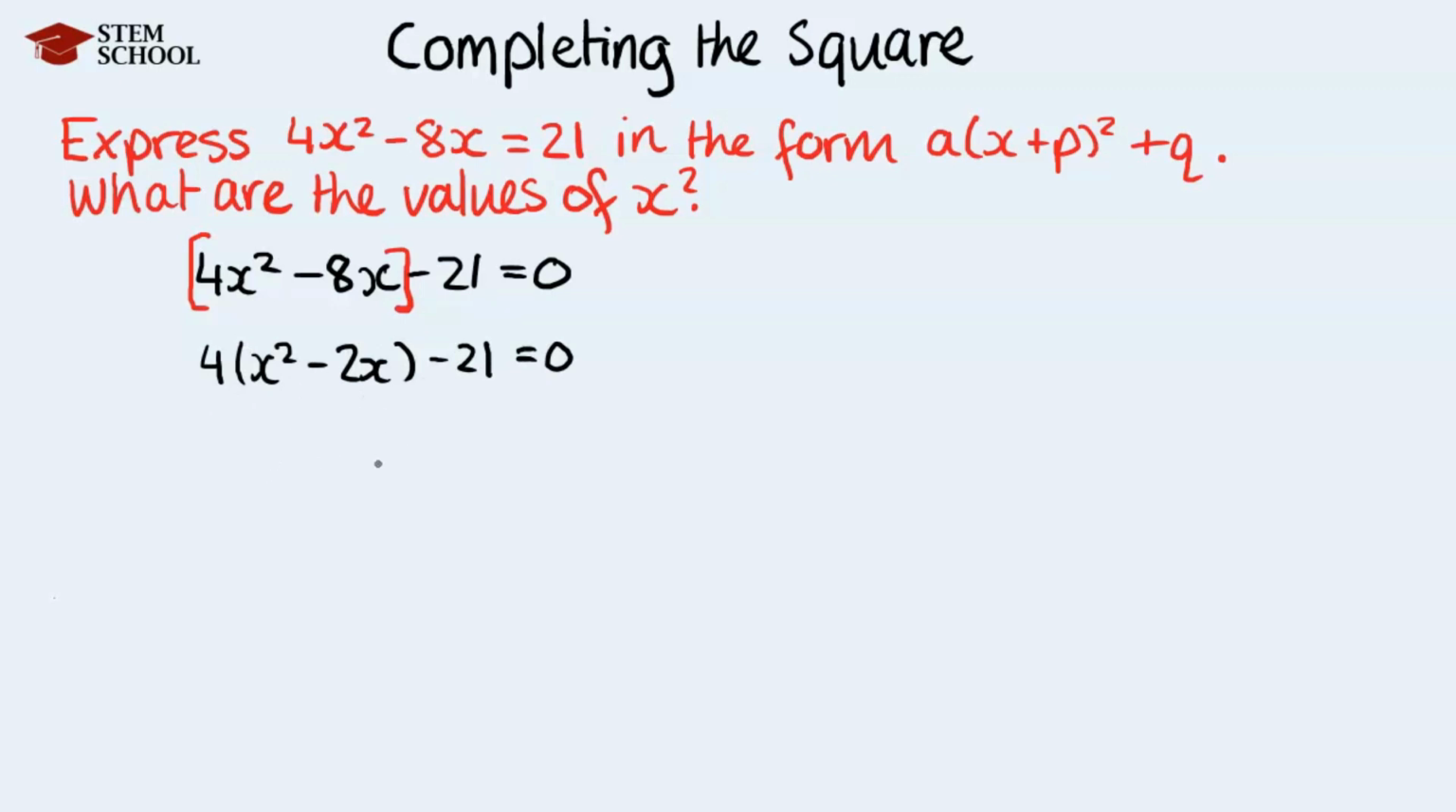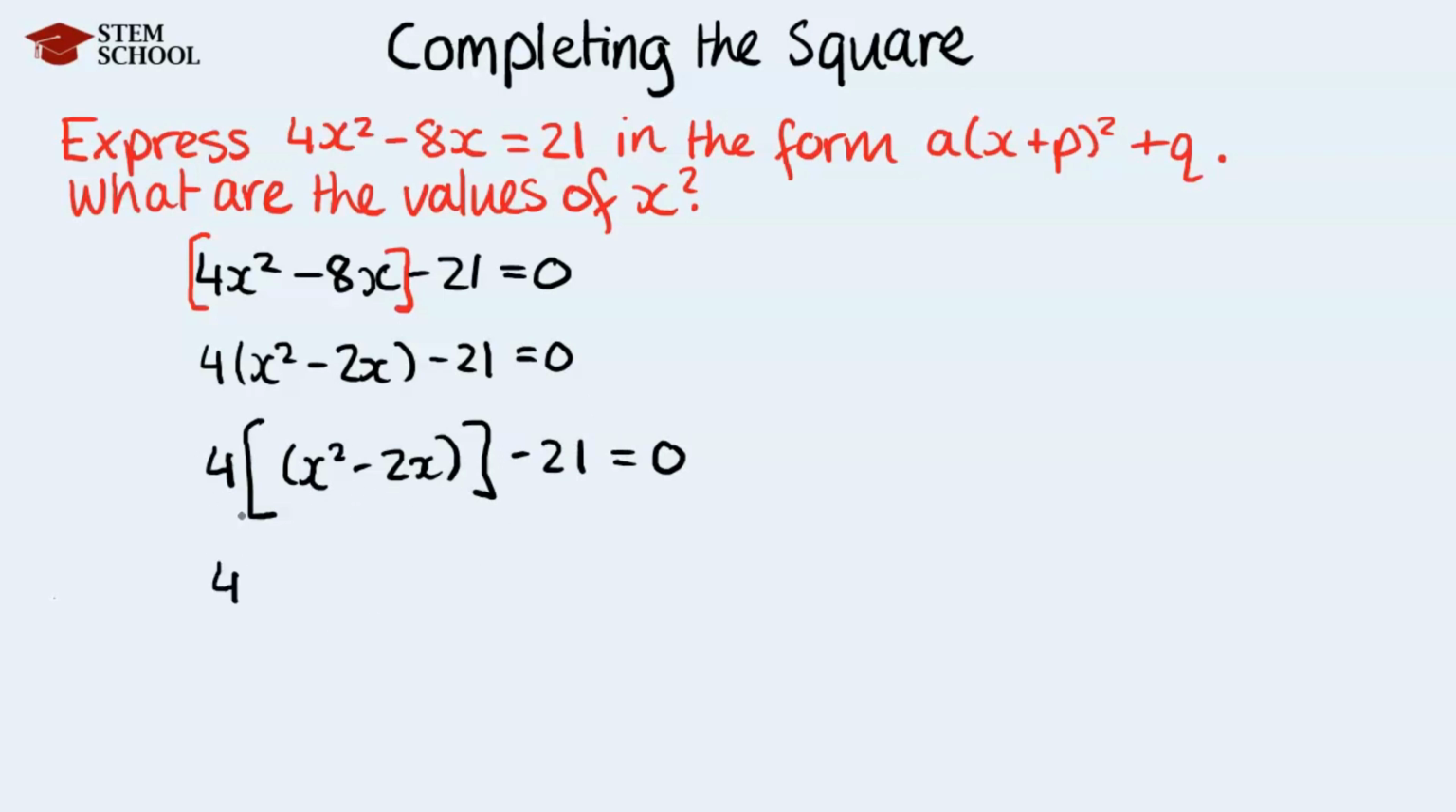And now what we want to do, to make it easier for you to understand what you're doing and remind yourself that 4 is multiplying whatever you do inside this bracket, is write the 4, and then write big brackets: x squared minus 2x, and then we write minus 21 is equal to 0. So whatever you do in these square brackets, 4 is going to multiply it.